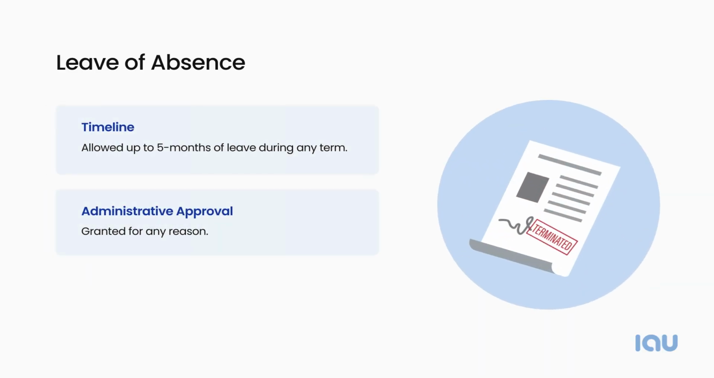Leave of absence can be taken at any time, for any reason, for up to 5 months. Keep in mind, your CVIS record will be terminated due to the length of the break. When you're ready to return, your CVIS record will be reactivated.